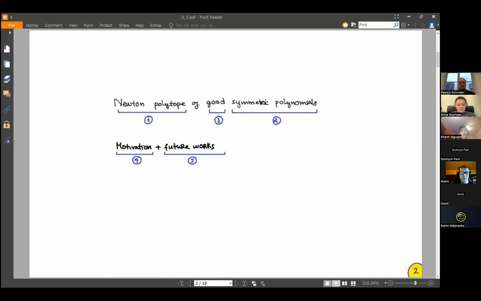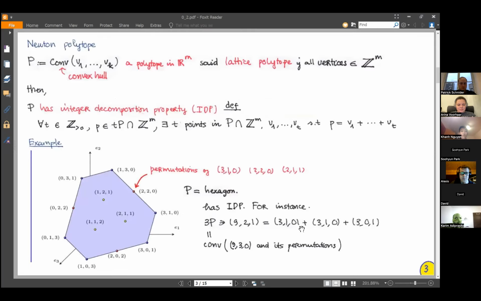So the outline of my talk will contain 5 parts. The first part I will explain what a Newton polytope is, and next I will talk about symmetric polynomials, and next I will explain what a good symmetric polynomial is, and I will explain the motivation for why we care about the Newton polytope of good symmetric polynomials. And in the last part, I will talk about some future work. So first, about Newton polytope.